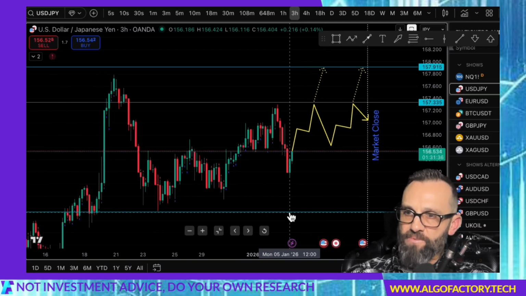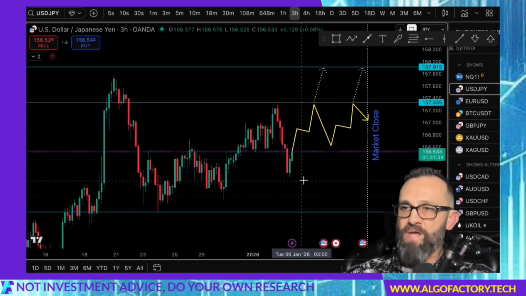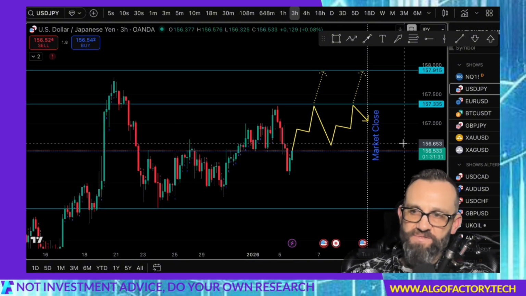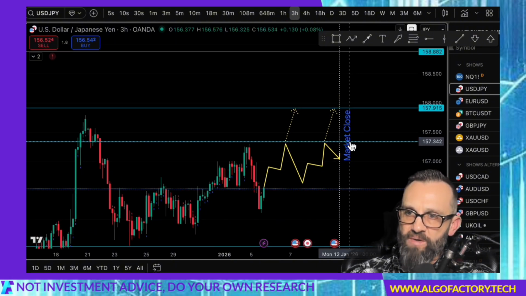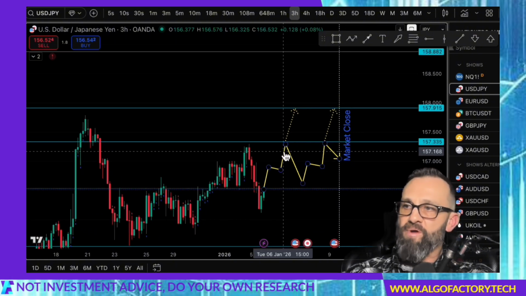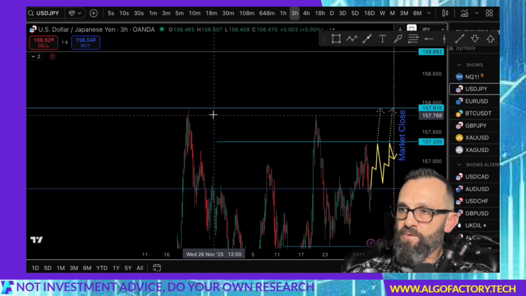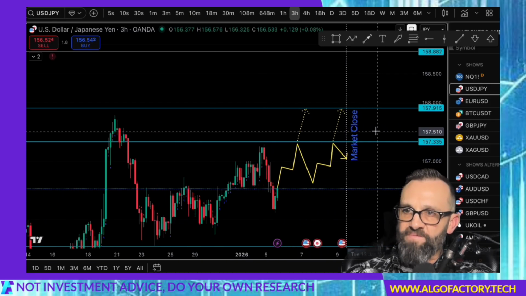Your lower bound right now is 155.53. I don't expect price to go down there outside of some kind of surprise. And if we do get a break above this 157.34, price may go to challenge the local high or even this a little bit older high of 157.91.